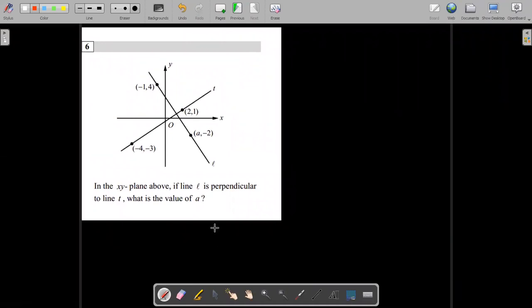Can you read the question? In the xy plane above, if line L is perpendicular to line T, what is A? So we are already given that these two lines are perpendicular. If we calculate the slope of one line, we will be able to calculate the slope of the other line. So which line has both points given, where we can calculate the slope? T. Right.